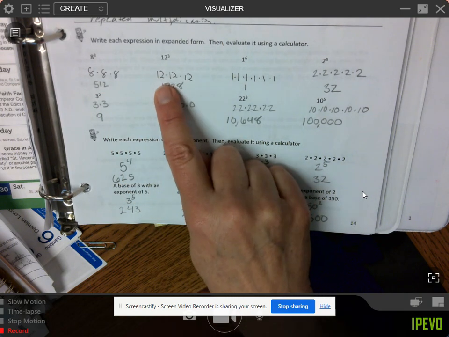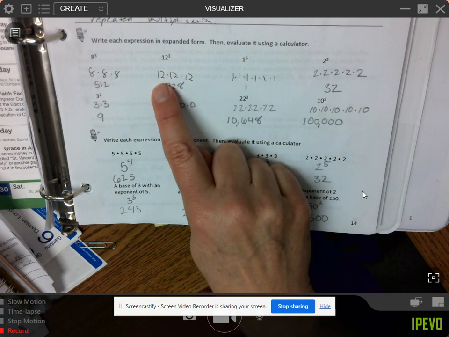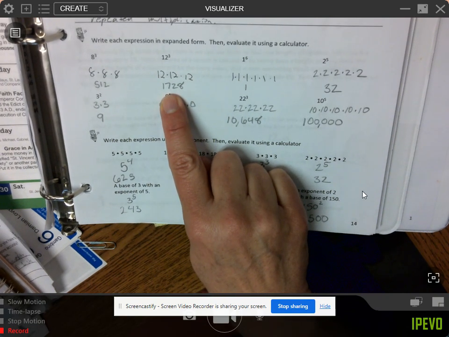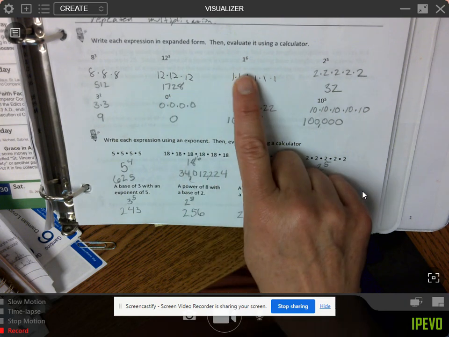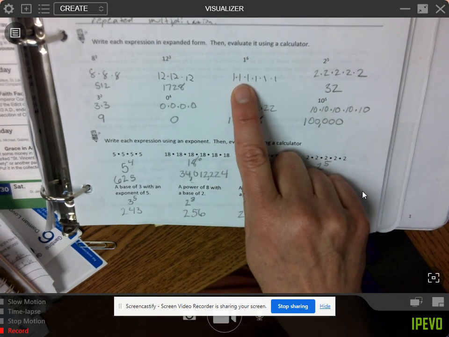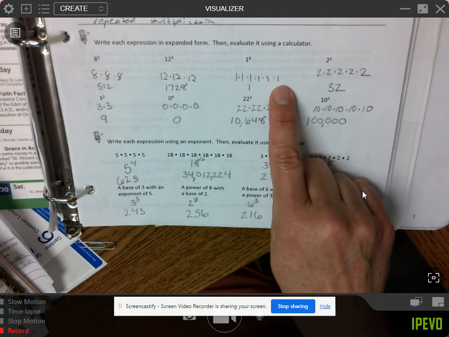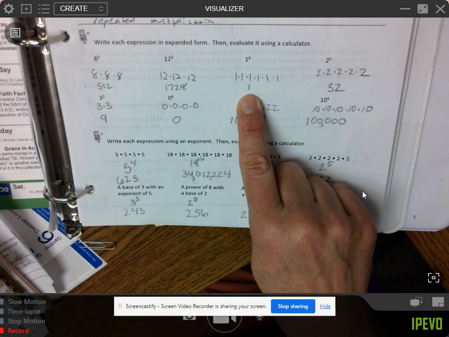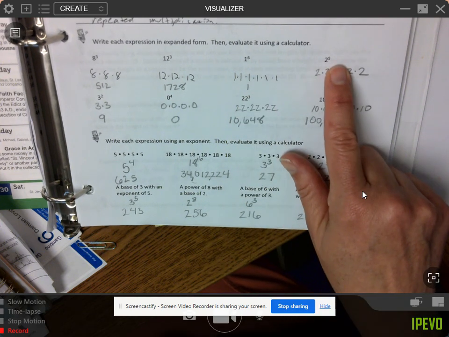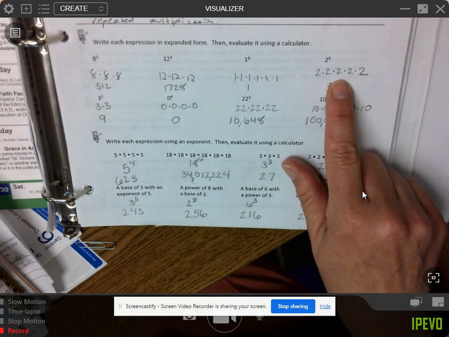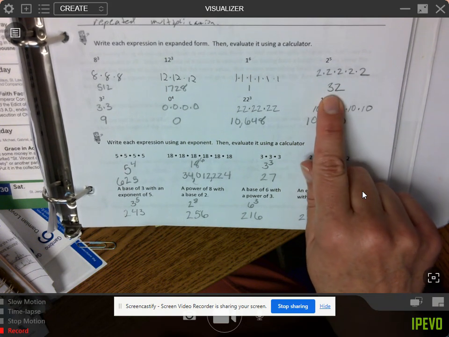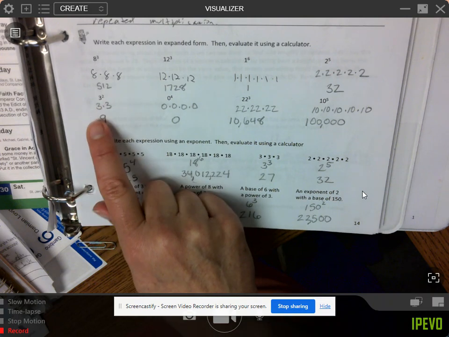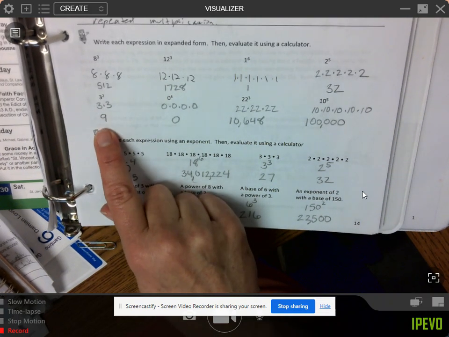Next one, 12 to the third power is 12 times 12 times 12, and it's 1,728. 1 to the sixth power is 1 times 1 times 1 times 1 times 1 times 1. All those ones multiplied together is still just 1. 2 to the fifth power, 2 times 2 times 2 times 2 times 2, that is 32. 3 to the second power is 3 times 3, which is 9.